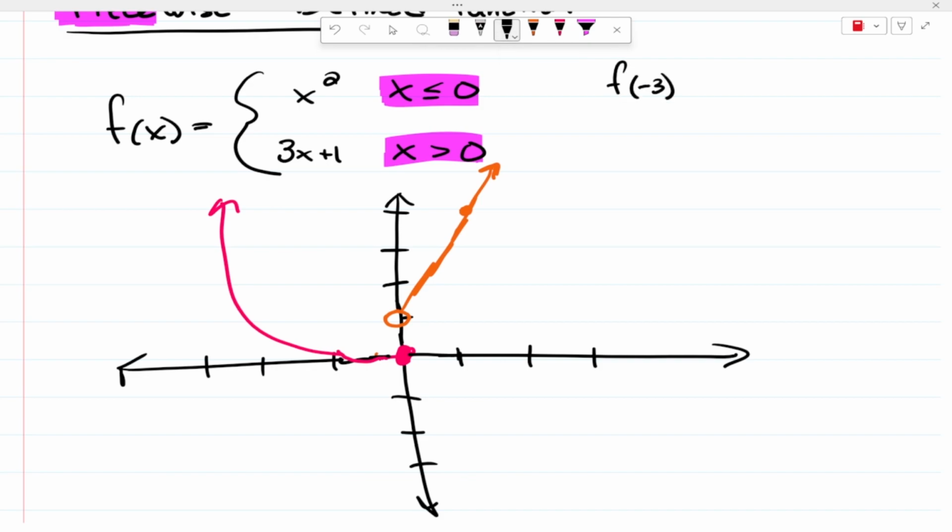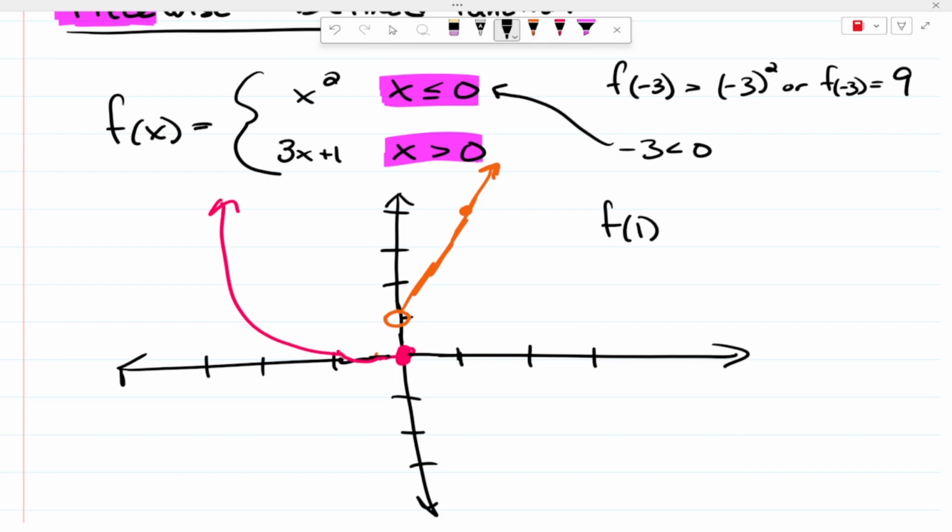What is f of negative 3? Well, negative 3 is less than 0, so I'm going to use the first piece. So this is going to be the quantity negative 3 to the second, or f of negative 3 equals positive 9. Second example, what about f of 1? Well, 1 is greater than 0, so I use this piece right here. So that's going to be 3 times 1 plus 1, or f of 1 equals 4. And there is your piecewise defined function and how we evaluate them.